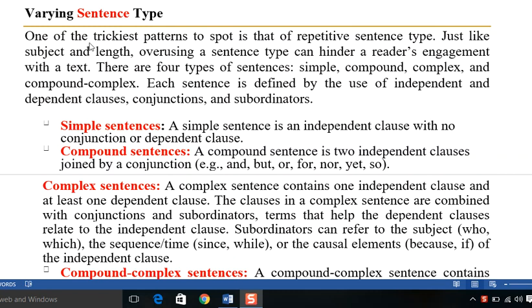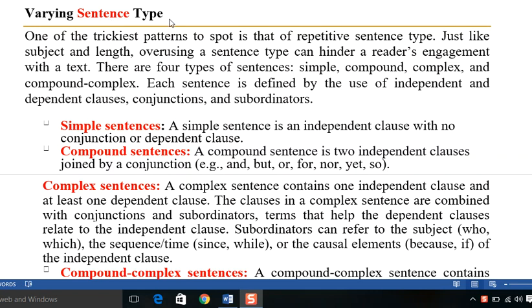Dear students, in this video we will discuss varying sentence types.